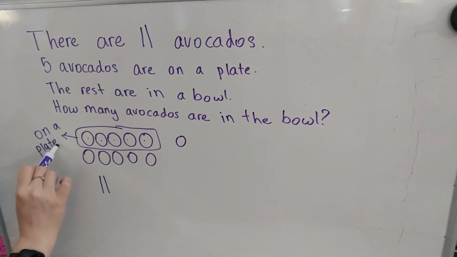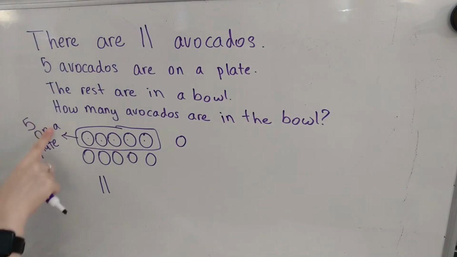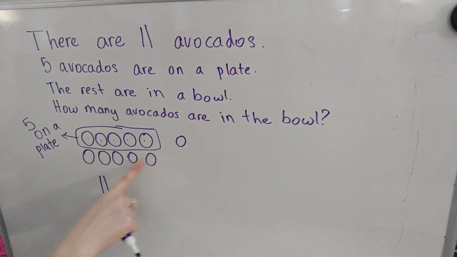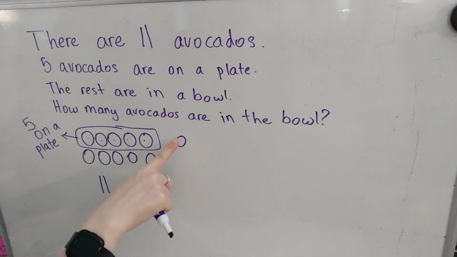How many are on a plate? 5. So I'm kind of labeling what I understood. 5 are on a plate. The rest are in a bowl.